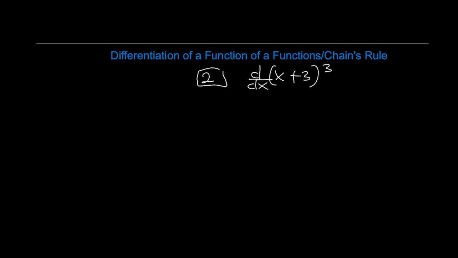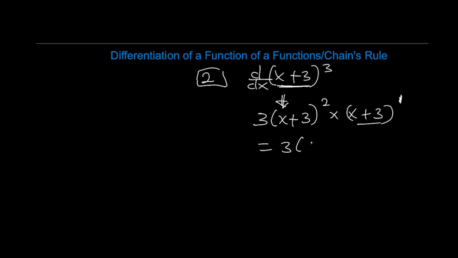Question 2: bringing the power to the front, the expression, and then the power minus 1, and then times the derivative of the base of that expression, (x plus 3) prime. The prime is d/dx of this expression. That will give you 1. So the final conclusion is 3 times (x plus 3) to the power 2.